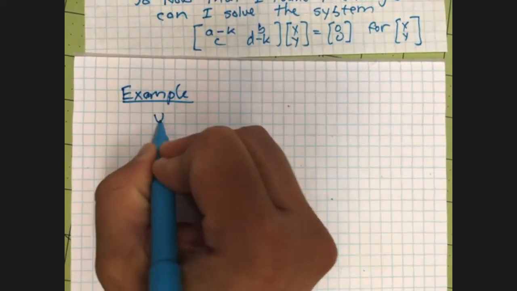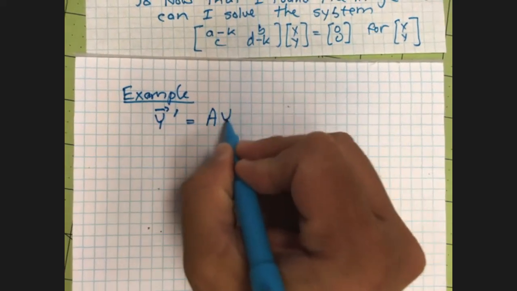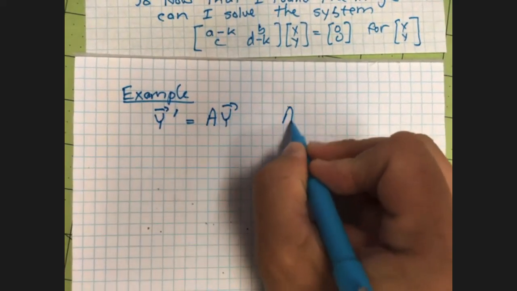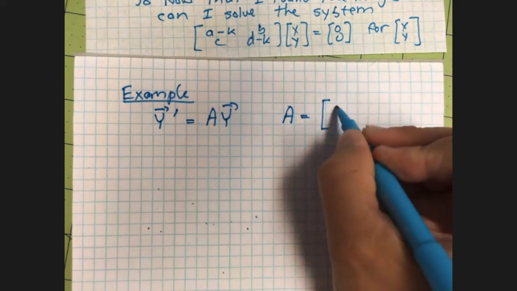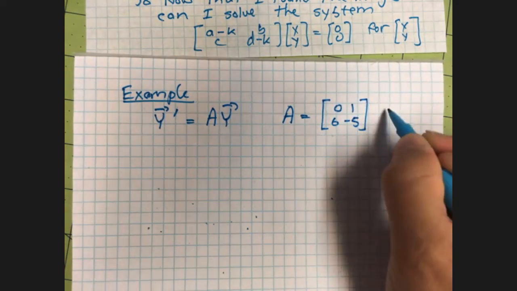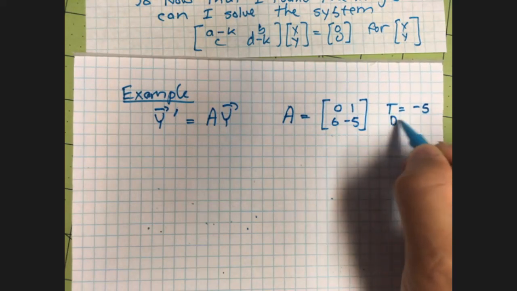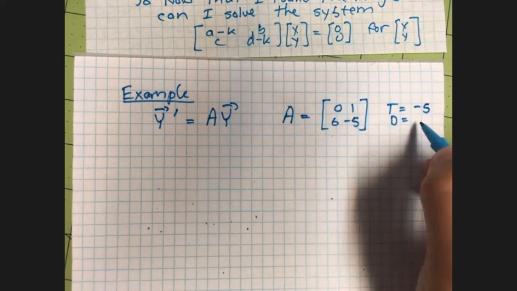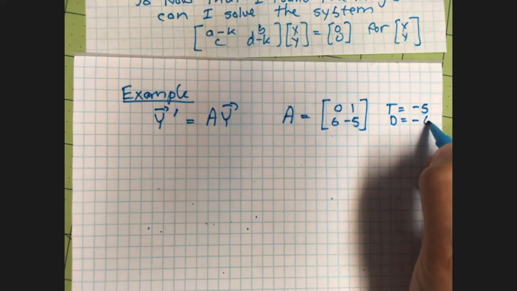Let's say I have my differential equation, Y prime equals AY. And let's say the A in this problem is 0, 1, 6, and minus 5. What's the first thing we do? Write down the trace and write down the determinant. Make sure you get those numbers straight.